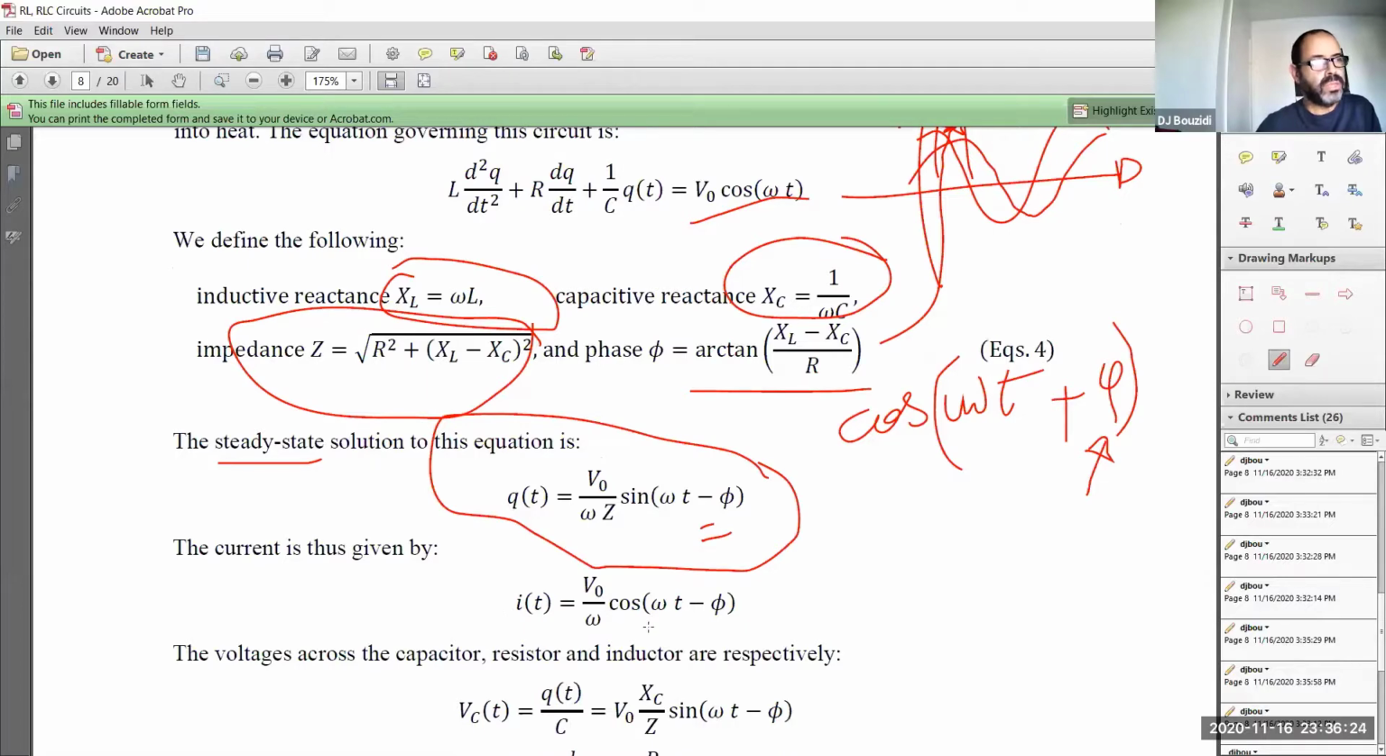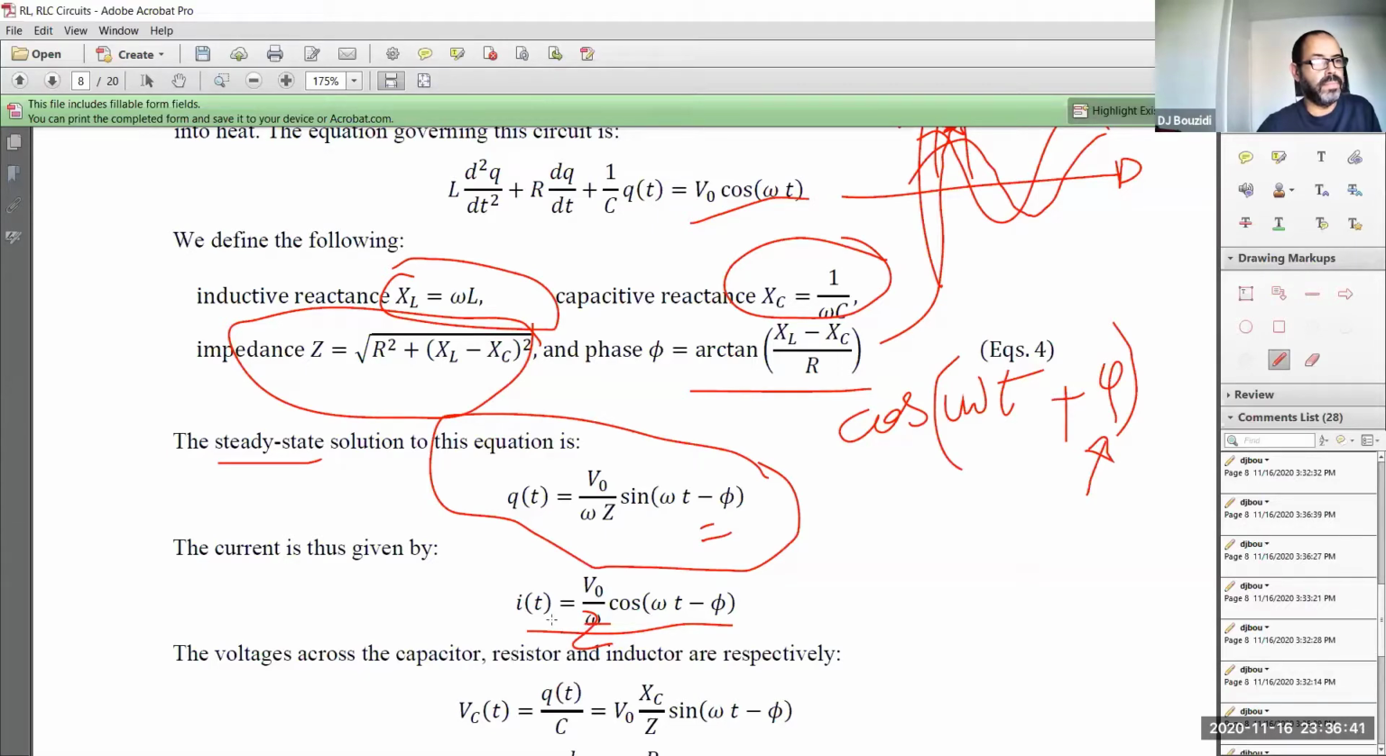The current also, which is a steady state current, is this one. All you have to do is take the derivative of this expression with respect to t. The omega cancels the omega, and this is basically what happened in here. I'm sorry, so this is a Z.